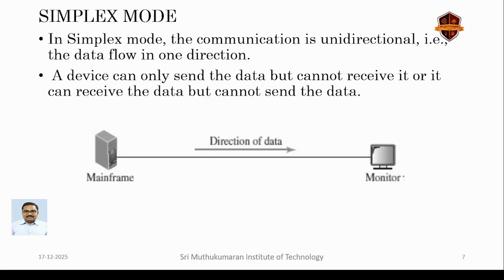The first thing is simplex mode. Here the communication will be unidirectional. That is, the data will flow only in one direction. So either the data can be sent but it cannot be received by the receiver, or the data can only be received and not be sent. When you look into the diagram, you can see that the flow of data is only in one direction. So either sending or receiving can happen only once. That is what is called simplex mode.